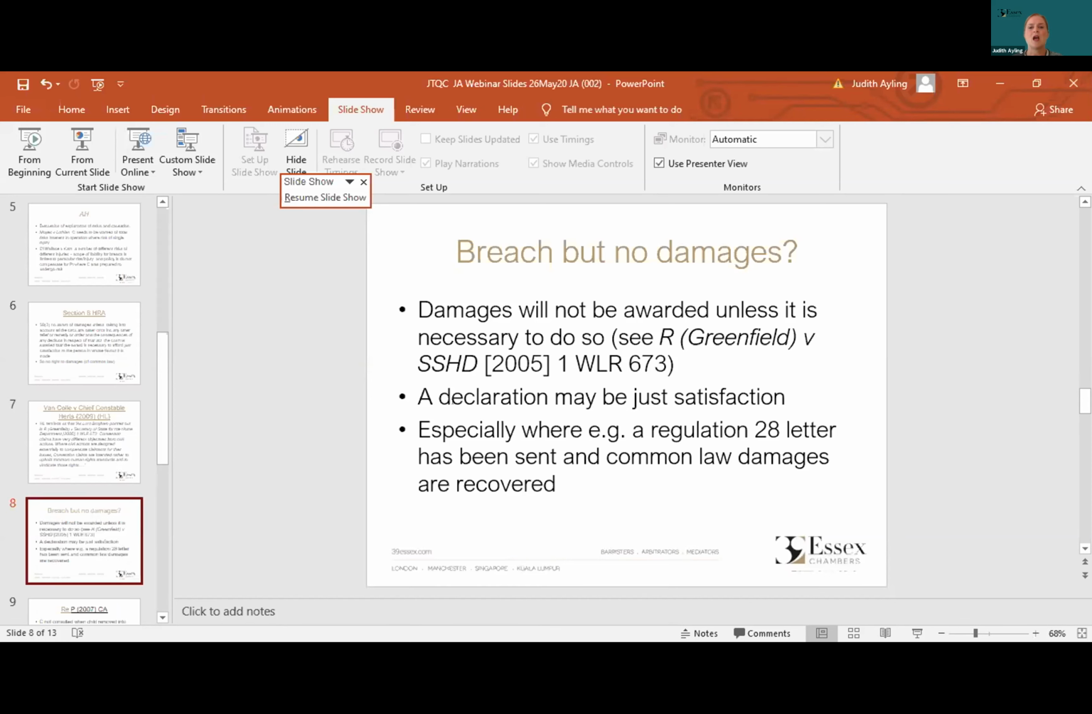But situations in which a claimant may not recover damages under the Human Rights Act are, for instance, where you get a declaration that there's been a breach. So that's the Greenfield situation as I've just described it. But looking at the common law clinical negligence cases, if there has been an inquest, for instance, and the coroner has sent a Regulation 28 letter after that inquest, or if common law damages have been recovered, or both, then that may be a situation in which damages will not be awarded, looking at the stringent Section 8, subsection 3 test.